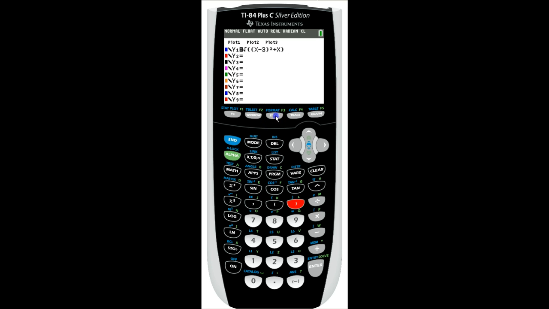So everybody can now go to Zoom, Standard, always starting with a standard viewing window. And remember that what you're graphing right now is your distance function. And we want to minimize distance, so we're interested in calculating this minimum. Above your trace key it says Calc. We'll go second and pull up the Calc menu, or Calculate, and choose number 3 for minimum.